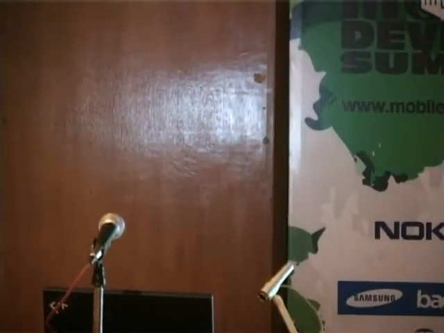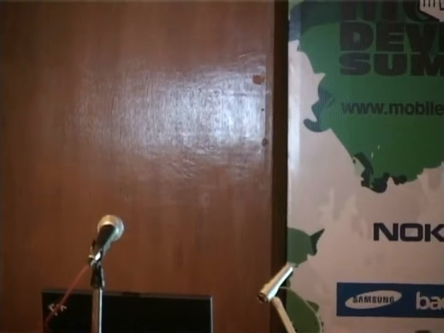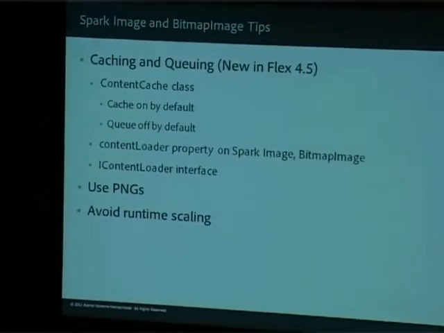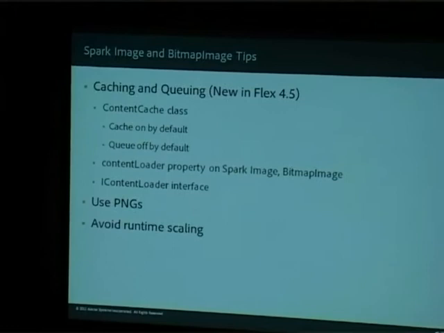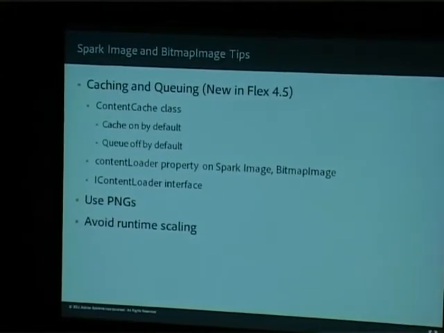Moving on. Caching and queuing. Again, we added this new in Flex 4.5 and hence 4.6. You have a content cache class, and caching is by default on, and queue is off by default. So there's a content loader property for your Spark images and the new images. So even when you're using a Spark image, use the content cache class to actually load and cache your image so that it doesn't keep making this request every single time you are changing. And similarly, there is an IContentLoader interface that you can go and look up. I'm not going to spend time on that.